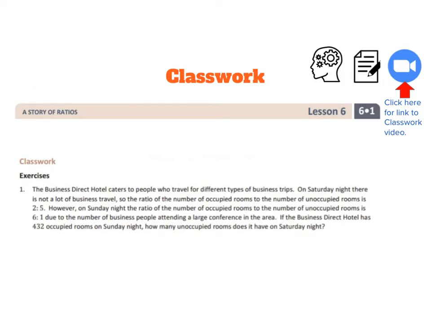So the first problem in the classwork, we've got this business direct hotel, and they're catering, it says, to people who travel for different types of business trips. So on Saturday night, there's not a lot of business travel. So the ratio of the number of occupied rooms to the number of unoccupied rooms is 2 to 5. However, on Sunday night, the ratio of the number of occupied rooms to the number of unoccupied rooms is 6 to 1 due to the number of business people attending a large conference in the area.